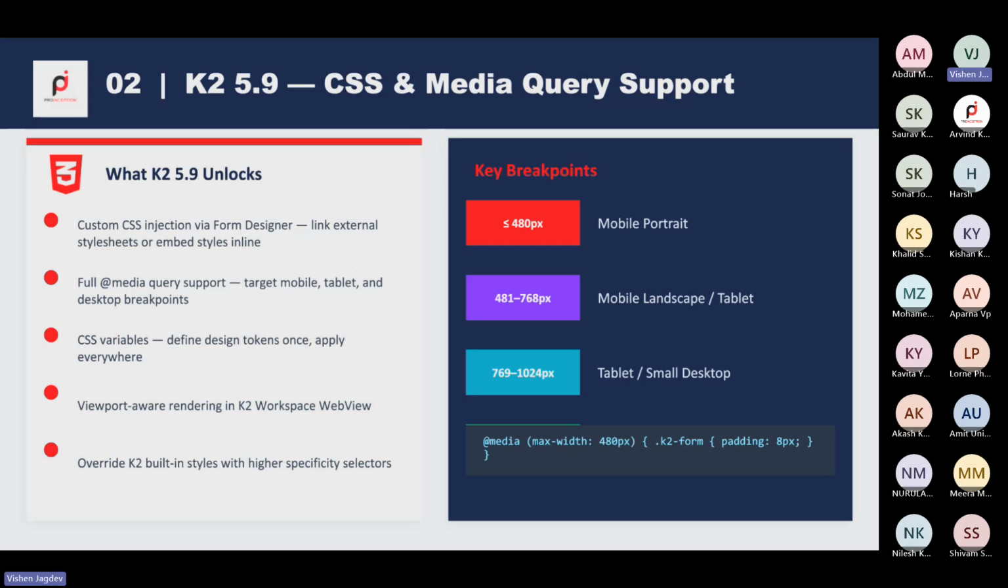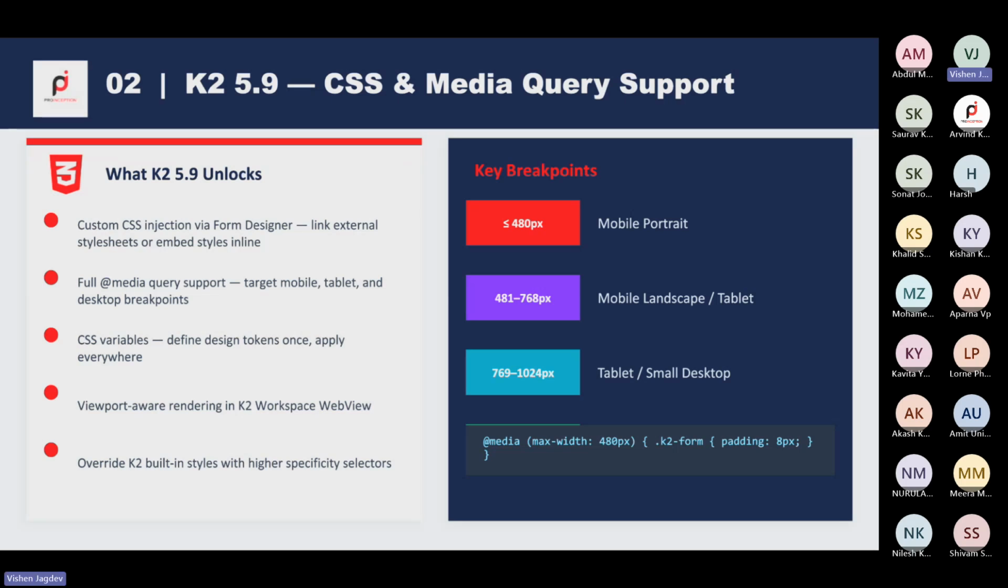Now, while the previous slide highlighted the challenges that we spoke about, this slide improves on the challenges because K2 5.9 gives us some of the tools which we can use to solve these challenges. One of the biggest improvements in K2 5.9 is support for modern CSS and media queries. This means we can now design forms that automatically adapt to the screen size being used, whether that's a mobile phone, a tablet, or a desktop computer.